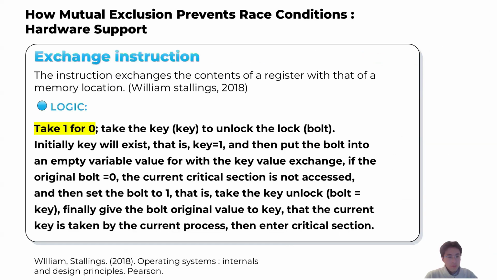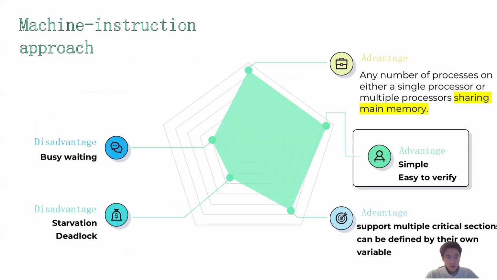Yes, and then about the exchange instruction, the basic logic is to take 1 for 0. It means use 0 to exchange 1. This instruction exchanges the contents of a register with that of a memory location. Yes. So this is about the advantages and disadvantages. The disadvantage is that it may create busy waiting, and maybe it will create starvation and deadlock.